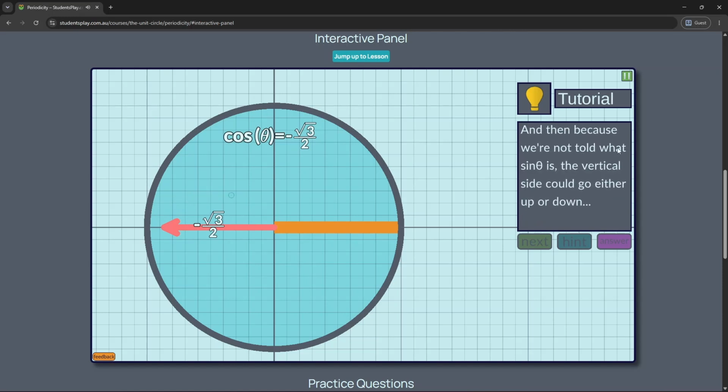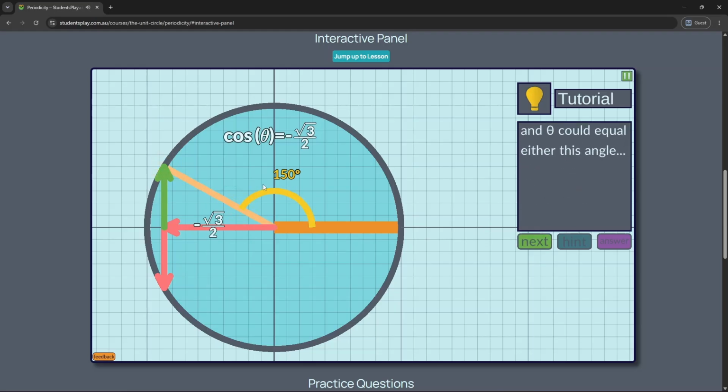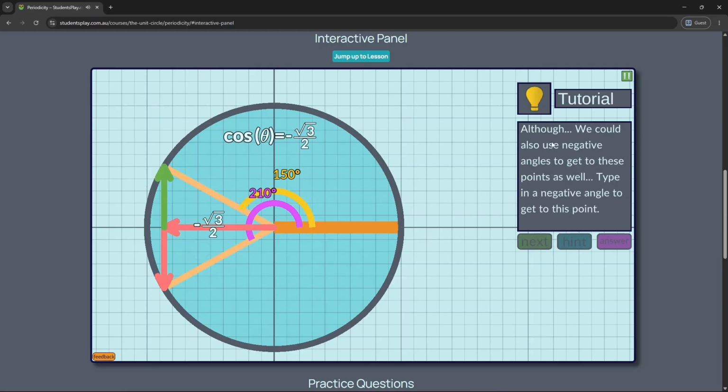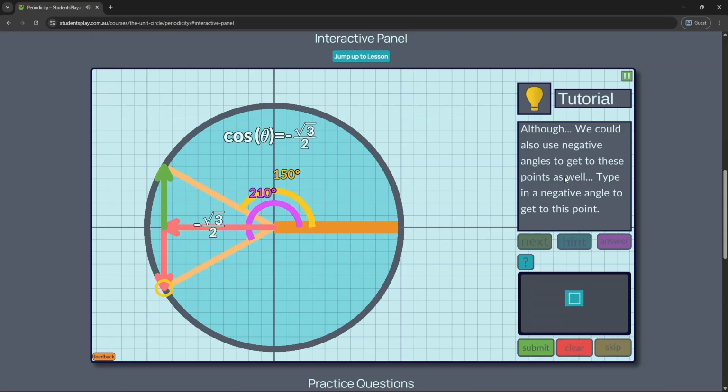Then, because we're not told what sine theta is, the vertical side could go either up or down. Okay? And theta could equal either this angle, 150, or this angle, 210. So there's actually two answers for what theta equals. Although, we could also use negative angles to get to these points as well.